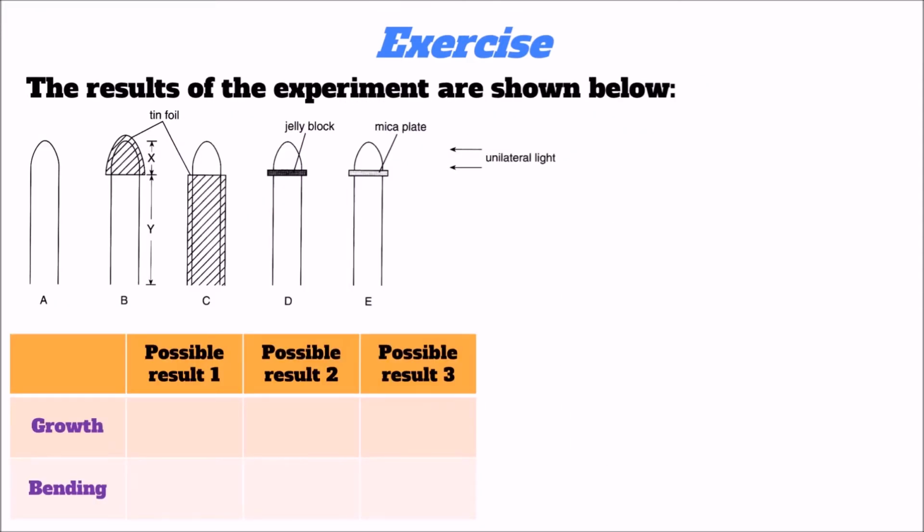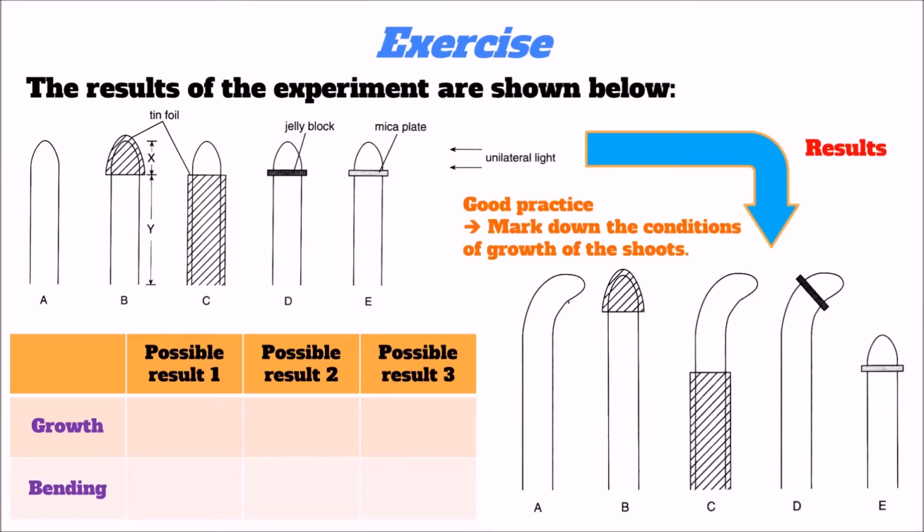At this moment, I would like to introduce a good practice of the examination skills. Mark down all the growth conditions of the shoot in the setups A, B, C, D, E. Normally, there are three possible cases for us to observe. Possible result 1: growth with bending. Possible result 2: growth but without bending. Possible result 3: no growth and no bending.